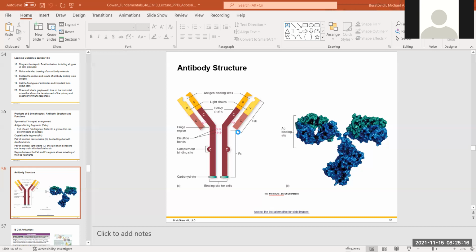Passive immunity. If you receive antibodies from some other source other than your own immune system, then that's passive immunity. Passive immunity tends to be short-term, but the effects of it tend to be immediate.